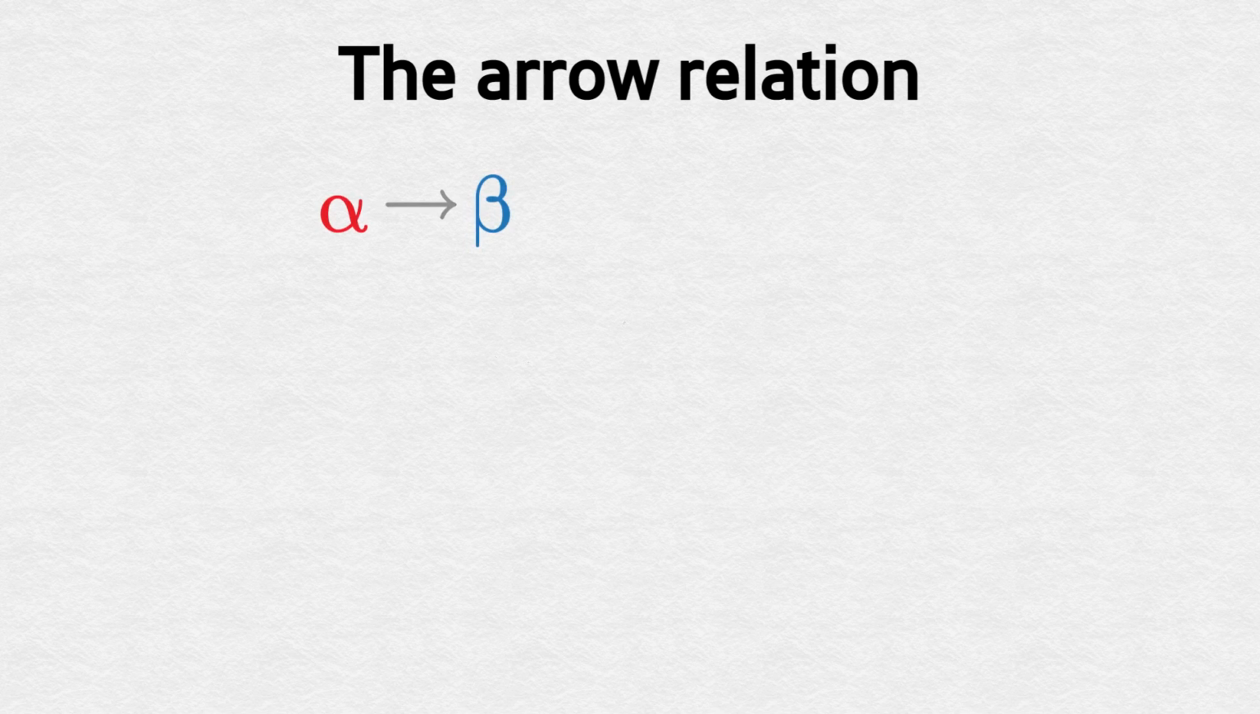If alpha fits into beta, it's possible that beta fits into alpha as well. We indicate this with a double-headed arrow, which means that alpha and beta are effectively equivalent as near numbers. Note that we're avoiding the word equals.